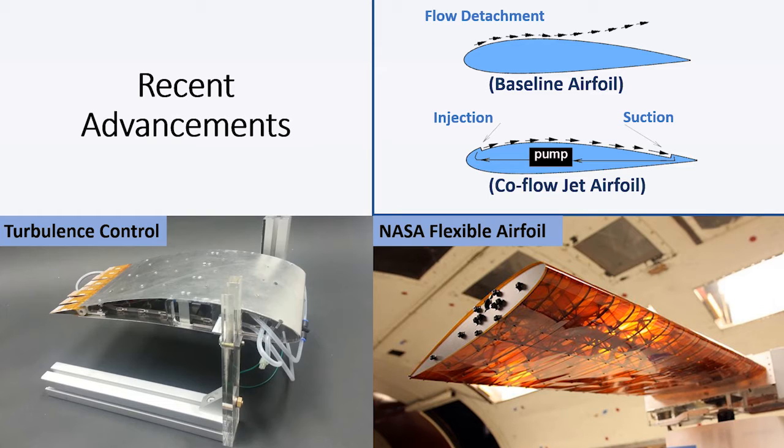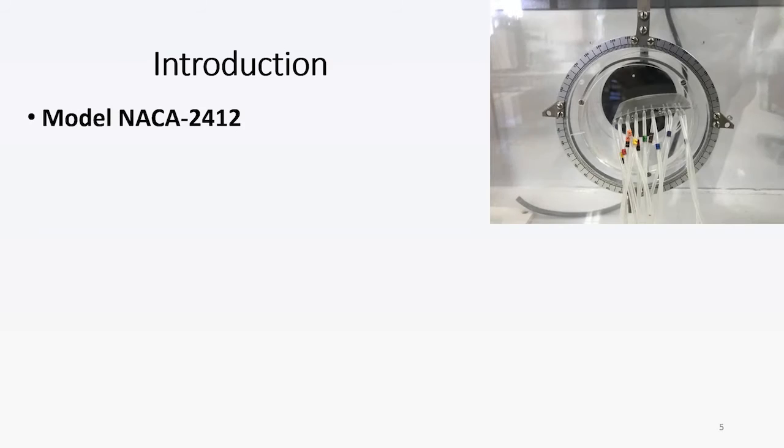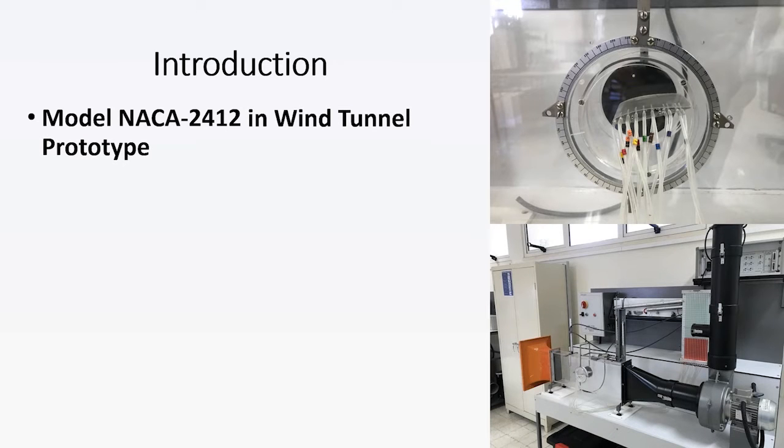Physical prototypes are costly and time-consuming, which is why we need to use numerical simulations first to reduce the number of physical models. In this paper, we want to model the flow over a NACA 2412 airfoil which is installed inside a wind tunnel prototype.